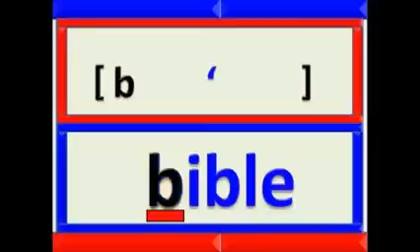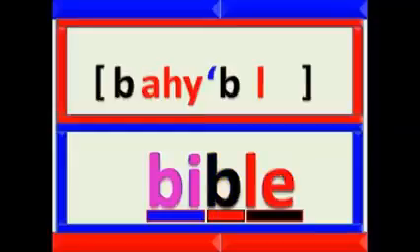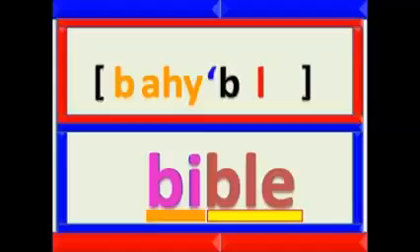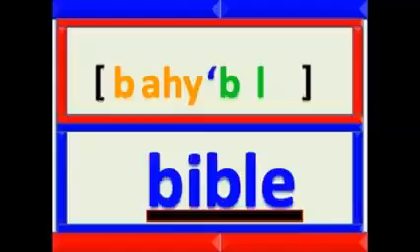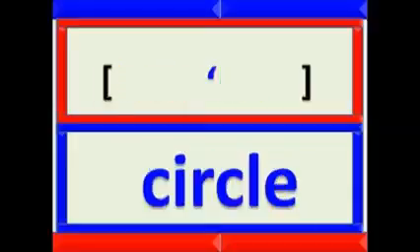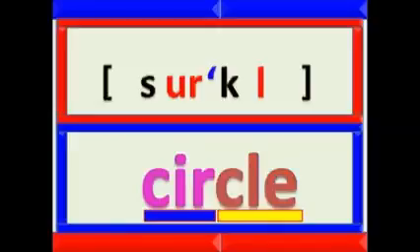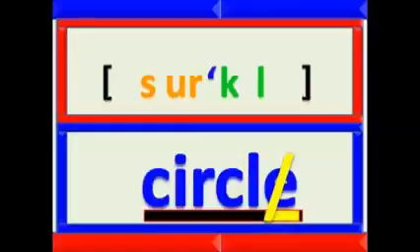Bible. B. I. Buy. B. All. Ball. Buy. Ball. Bible. I and the B. Silent E. Buy and ball. Good. Circle. Sir. All. Call. Sir. Call. Circle. R and the C. Silent E. There you go. There's your fence. Sir. Call. Circle.